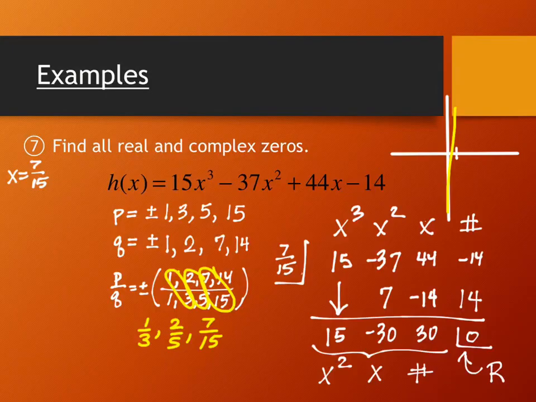So over here you have the solution of 7/15 and then 1 plus or minus i. Those are your 3 zeros. 1 real, 2 complex.